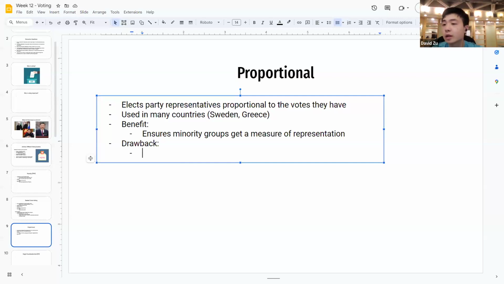In a proportional system, because there's so many different viewpoints that have to constantly be balanced in the decision-making process, it takes longer for people to agree on things before actually things get done. That's a main drawback of the proportional representation system.